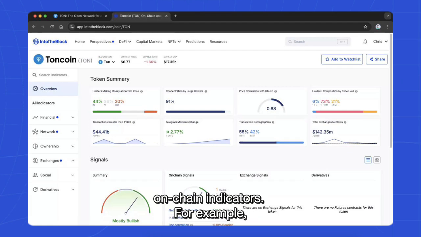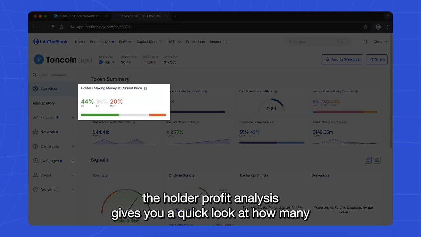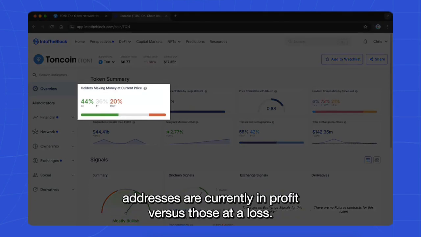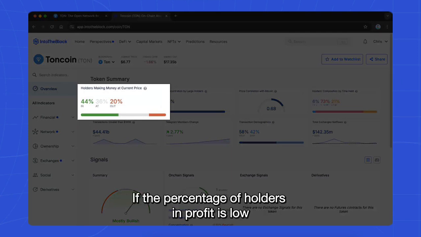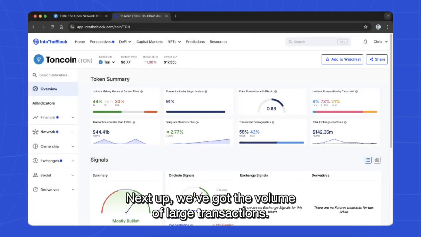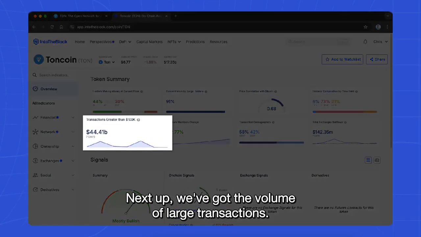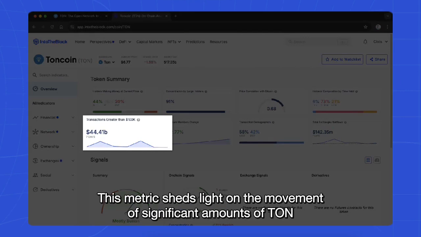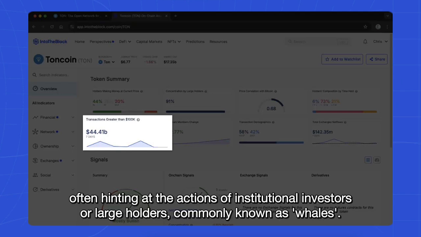For example, the holder profit analysis gives you a quick look at how many addresses are currently in profit versus those at a loss. If the percentage of holders in profit is low, but other on-chain data is looking positive, it can signal a good buying opportunity. Next up, we've got the volume of large transactions. This metric sheds light on the movement of significant amounts of TON, often hinting at the actions of institutional investors or large holders, commonly known as whales.